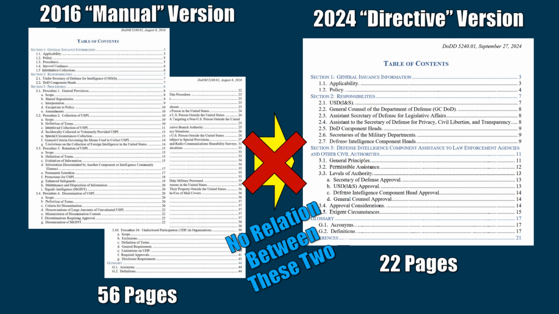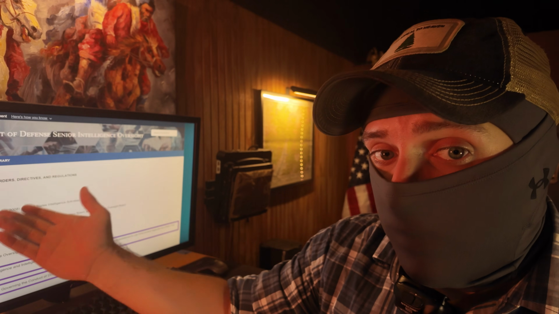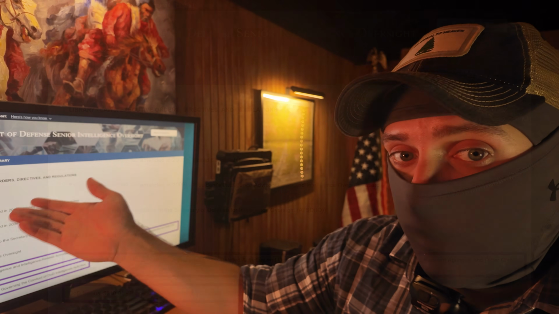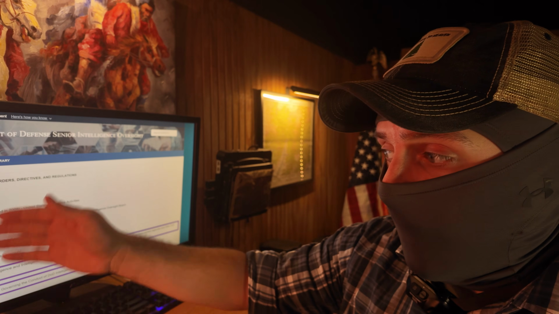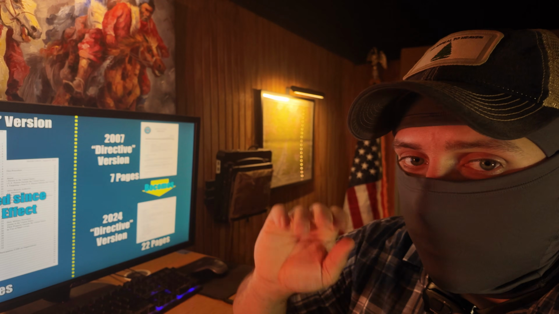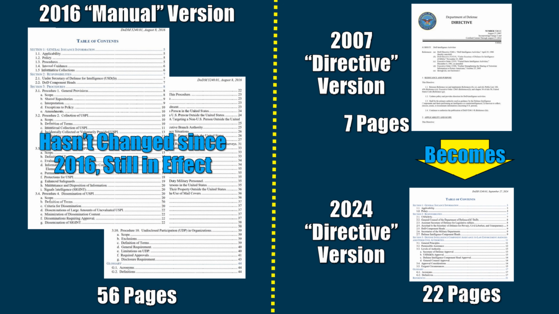Just to be absolutely clear, there is no relationship other than that they're on the same topic, no relationship doctrine-wise between the 2016 manual and the changes we're going to talk about today. And you can actually see this on the webpage where these documents are listed so that you can download them. This is the Department of Defense Senior Intelligence Oversight official webpage. And you can see at the very bottom here, they're two separate documents. The only change between them is directive versus manual. So just to be absolutely clear, the 2016 manual version has not changed since 2016, with a slight caveat. I'll get to that in just a moment.